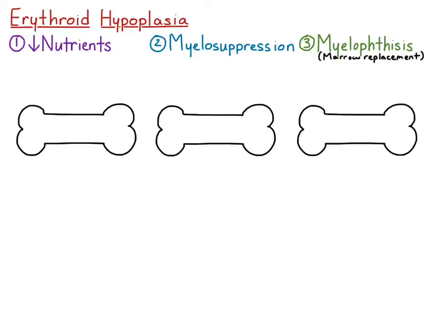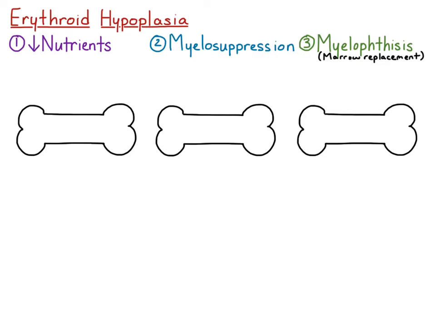This video is going to be on erythroid hypoplasia, and I'm using the term hypoplasia in this video to mean that red cells are not being released from the bone marrow to the degree that they should be. So in this video, it doesn't necessarily imply that there's an underlying hypoplastic process. The three general causes of erythroid hypoplasia are a deficiency of nutrients and hormones, myelosuppression, and myelophthisis.